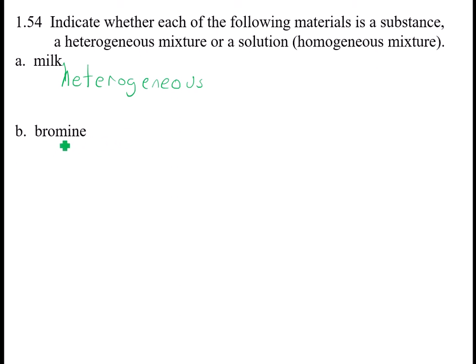Bromine. Okay, we haven't gotten to the elements on the periodic table. That will actually be the next chapter, but this is an element on the periodic table, so therefore it is a substance.